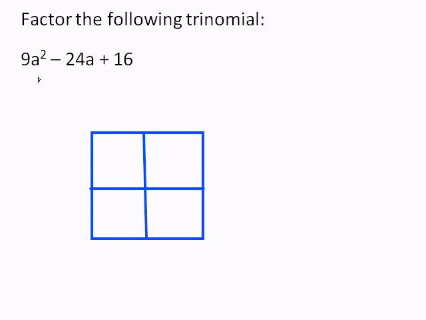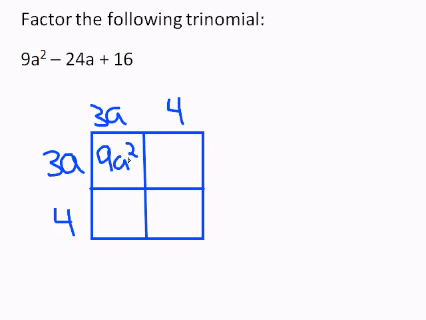So again, anytime our first and last term have square roots, it's a good idea to start off your guessing and checking with the square root of the first term and square root of the last term. So we're going to do 3a and 3a to give us 9a squared, and 4 and 4 to give us 16. 3a times 3a is 9a squared. 3a times 4 is 12a. 3a times 4 is 12a. And 4 times 4 is 16.